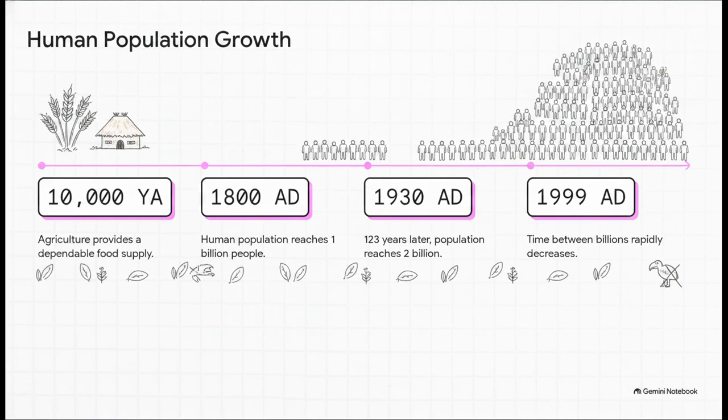Just look at this timeline. For thousands of years, our population barely crept up. The real game changer was about 10,000 years ago, when the agricultural revolution finally gave us a reliable food supply. But look at the modern era on the right side. It took all of human history up to the year 1800 to reach 1 billion people. Then, 123 years later, in 1930, we hit 2 billion. By 1999, the time it took to add another billion had just plummeted.